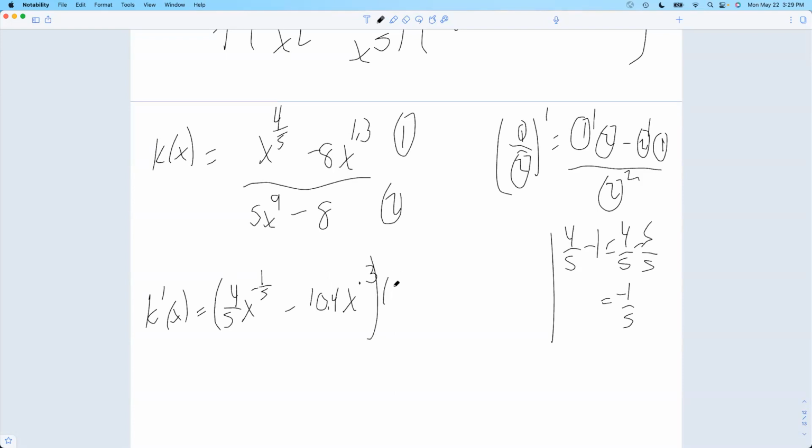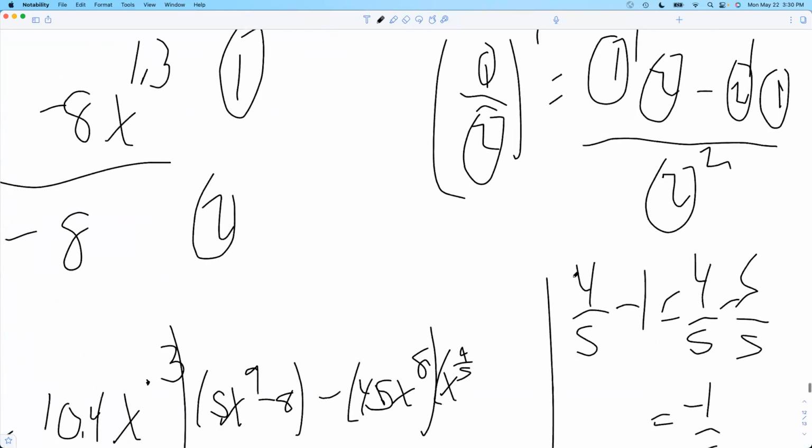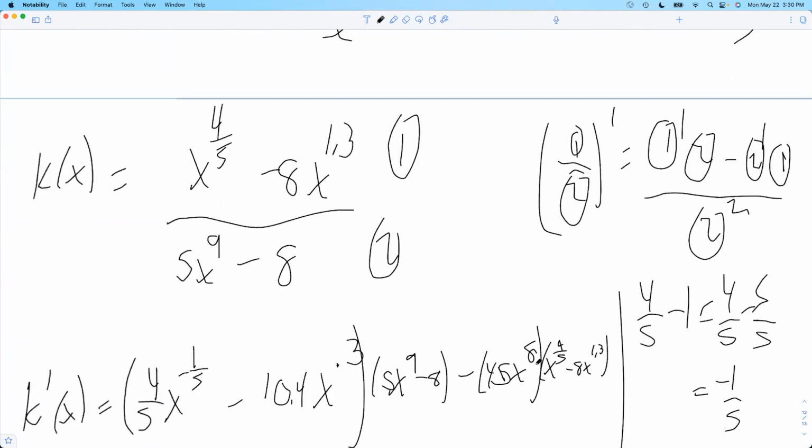Times, leave the bottom alone. Minus derivative of the bottom. 9 times 5 is 45. X to the 8th. Minus 0, the derivative of a constant is just 0. Times, leave the top alone. Trying to fit this in. Minus 8x to the 1.3. All over the bottom squared.